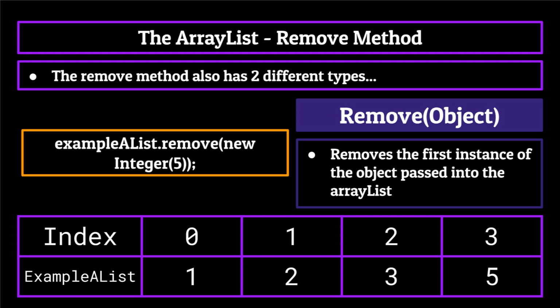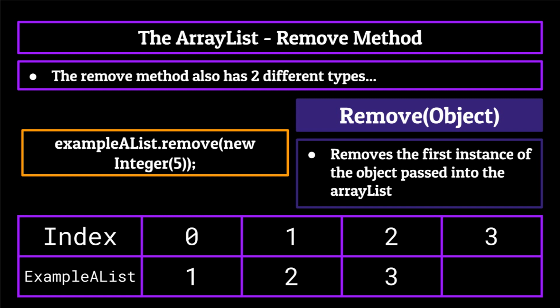It has to be an integer object because if we were to just use 5, the computer would try to remove the 5th index of the array list, which doesn't even exist. By creating an integer object, we can ensure that when the code runs, the computer knows that we want to remove the first instance of the number 5 in our array list, and running this will return true, and remove the integer from our list. Now if there is no integer 5 in the array list, the remove method will simply return false.